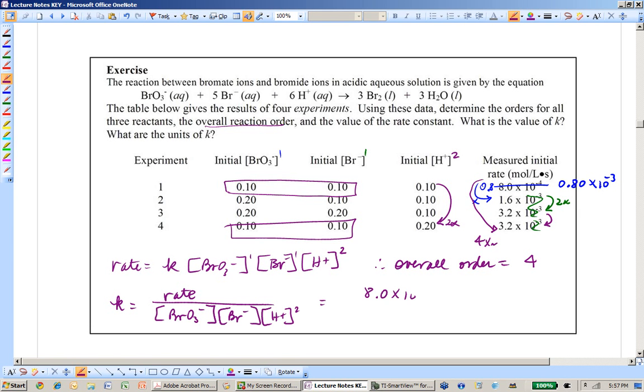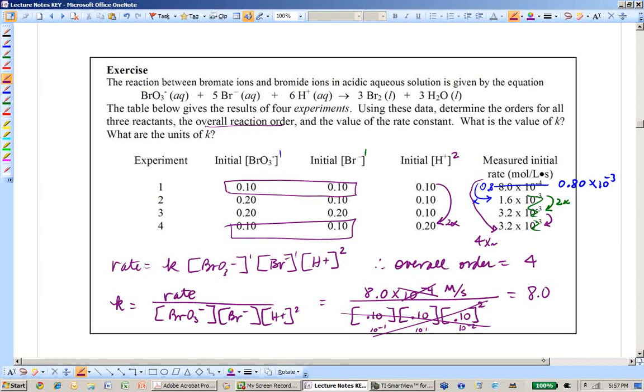8 times 10 to the minus 4. And that is in molarity per second, divided by 0.1. I'm going to lead off my 0 there. 0.10. Those are both to the first power. 0.10 to the second power. And that is going to be, that's 10 to the minus 2 times 10 to the minus 1 times 10 to the minus 1. Isn't that 10 to the minus 4? Yes, it is. So this whole denominator is canceled out by that, and I come out with 8.0.